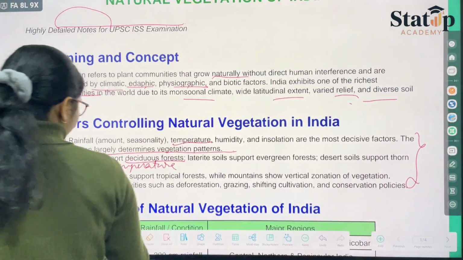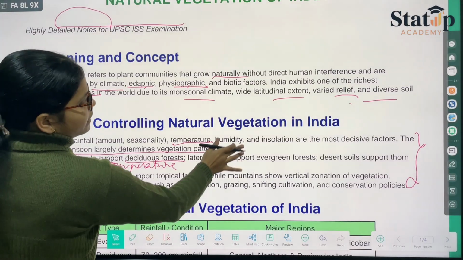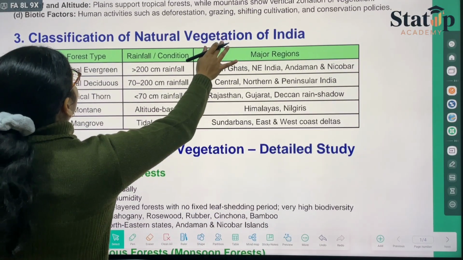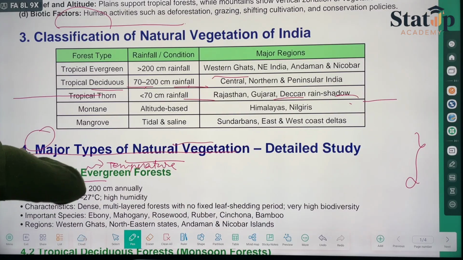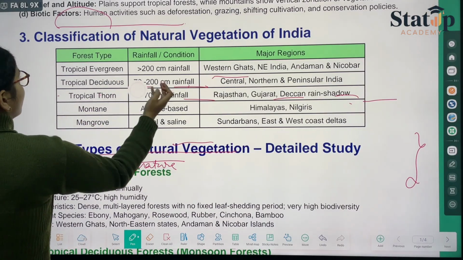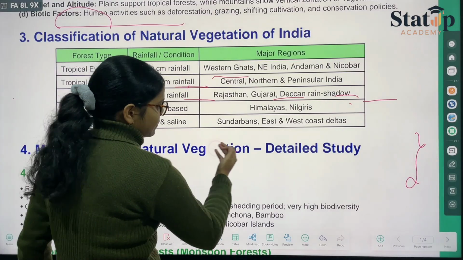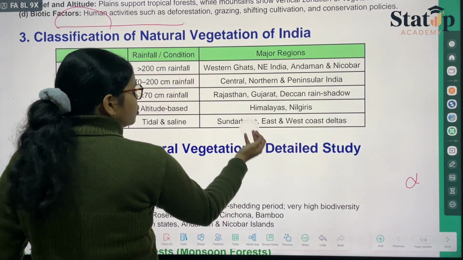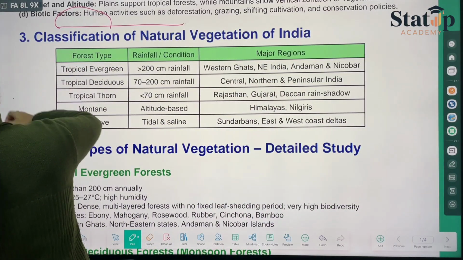Next, we have the classification of the natural vegetation. Since we have discussed what type of vegetation is found, let's discuss its classification as well. You all must have studied these classifications in your small classes like 8, 9, 10. Just a small revision is required and you will be ready to attempt an answer.